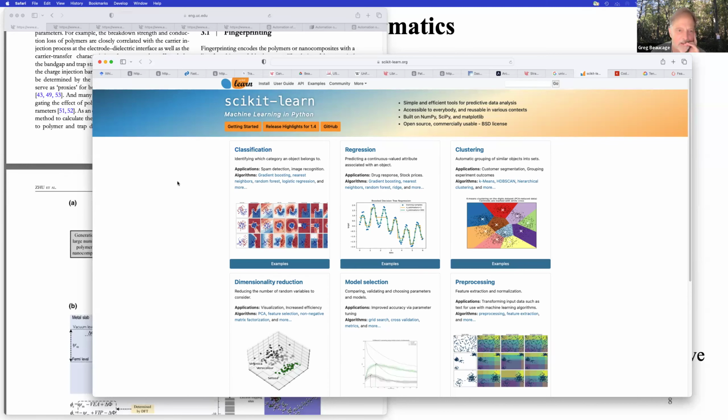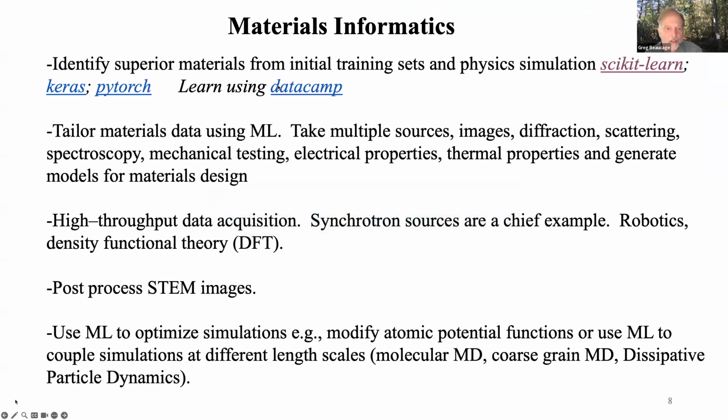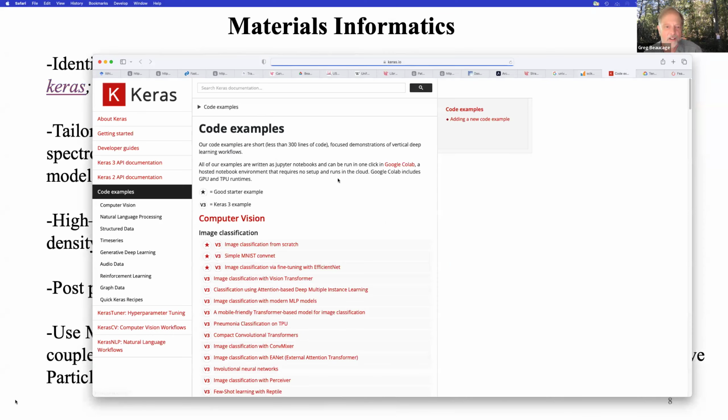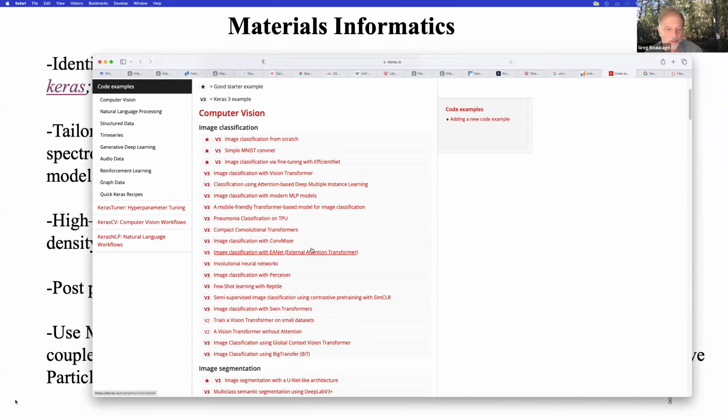So that's just one of these software packages. That's scikit-learn, the one he uses in this paper. And then Keras is a similar thing, but it's for different aspects of it. This is for images.